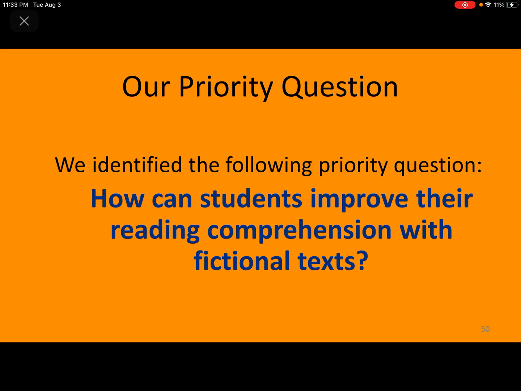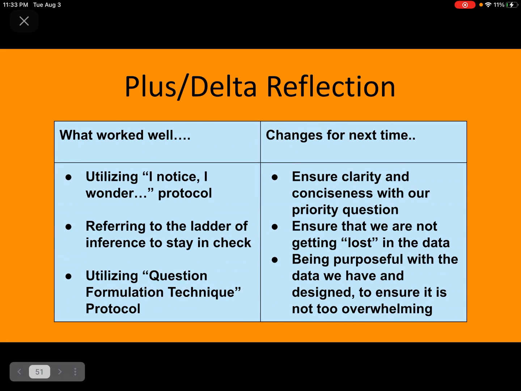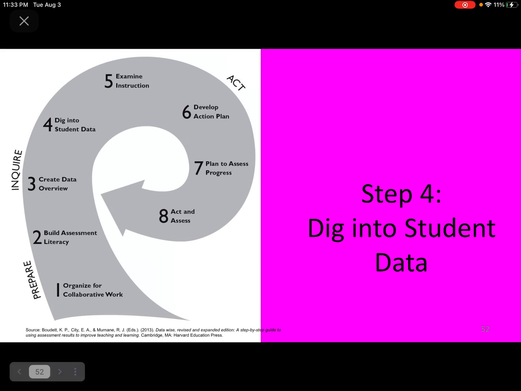So after committing to that, we were able to identify our priority question, which was how can students improve their reading comprehension within fictional texts. And from there, we constructed our plus delta reflection, again, looking at what went well and what changes we wanted to implement for next time.